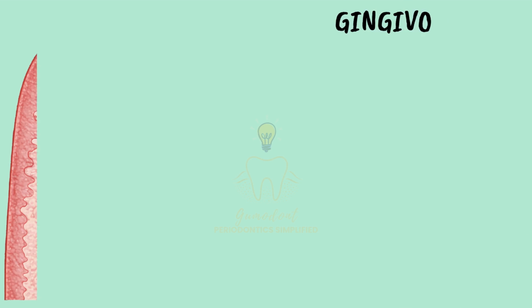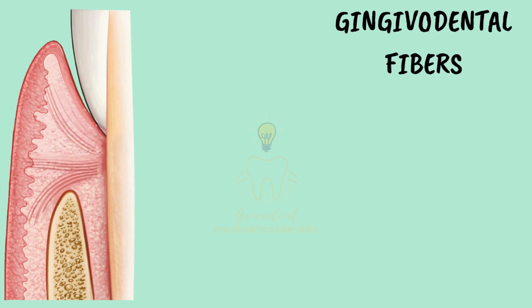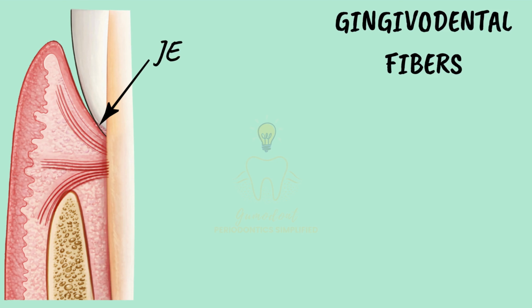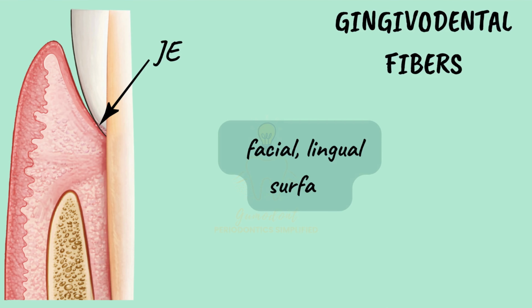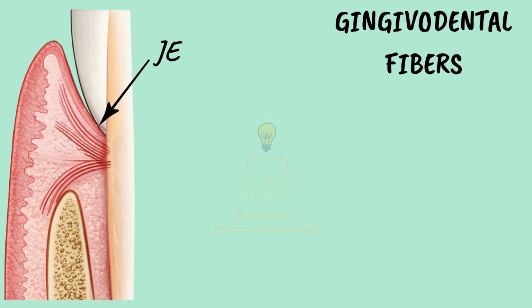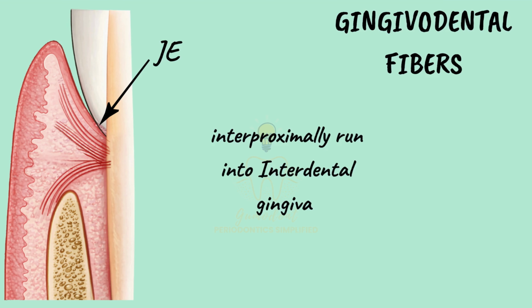The gingivodental fibers are embedded in cementum just below the junctional epithelium and are present on facial, lingual, and interproximal surfaces. On facial and lingual surfaces, they spread out in a fan-shaped pattern mainly towards the marginal gingiva, but some also extend towards the periosteum. Interproximally, they extend towards the interdental gingiva.